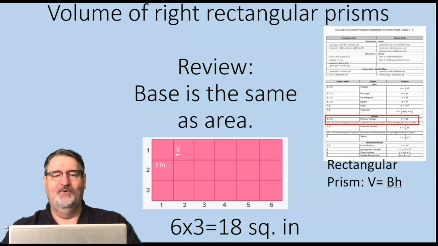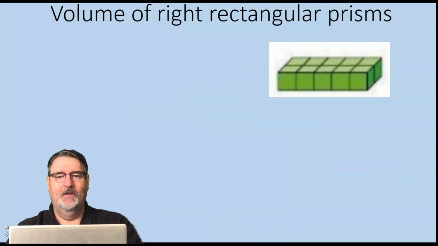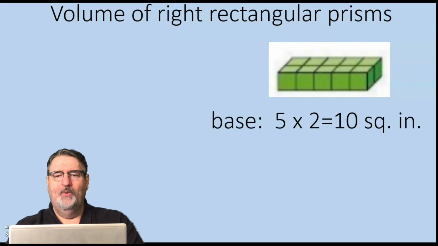As a review, base is the same as area. So on this we have 6 times 3 equals 18 square inches. So to find the volume of rectangular prisms, we have this one right here that shows that the base is 5 times 2, which equals 10 square inches. And at this point I'm calling it square inches because we're only talking about one level. We haven't had any height yet. So at that point it's still square inches.